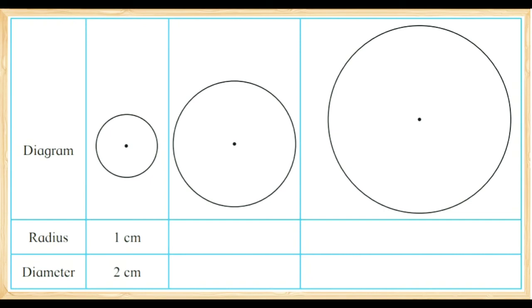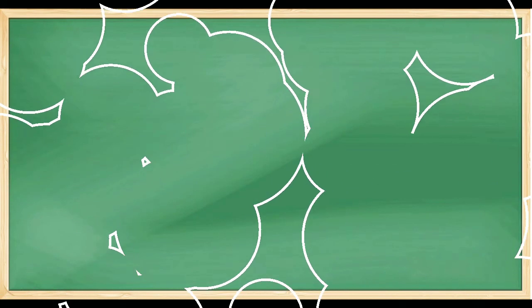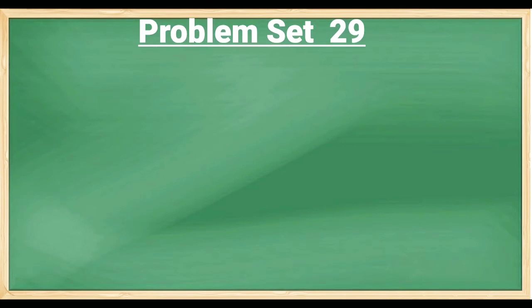In the second figure, when you measure the radius of this circle with the help of a scale, we get the radius to be 2 cm and diameter to be 4 cm. Similarly, in the third figure, you will find the radius to be 3 cm and diameter to be 6 cm. From this we can see that every radius of a circle is half the length of its diameter. Based on this, let's try to solve problem set 29.